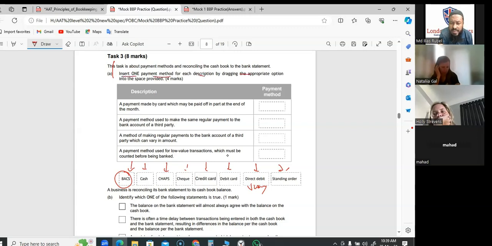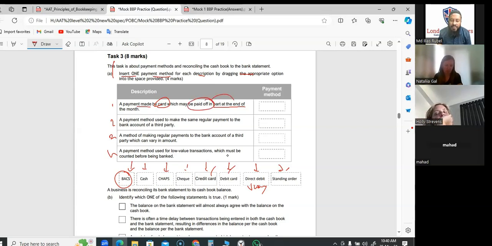Insert one payment method, 1, 2, 3, 4. Basically, they are describing one of these. So let me read the first one, think, and let me know the answer. A payment made by card. So only these two are available, which may be paid off in part at the end of the month. Did you see? They never said credit. They never said cash or then and there. They said part or paid off.